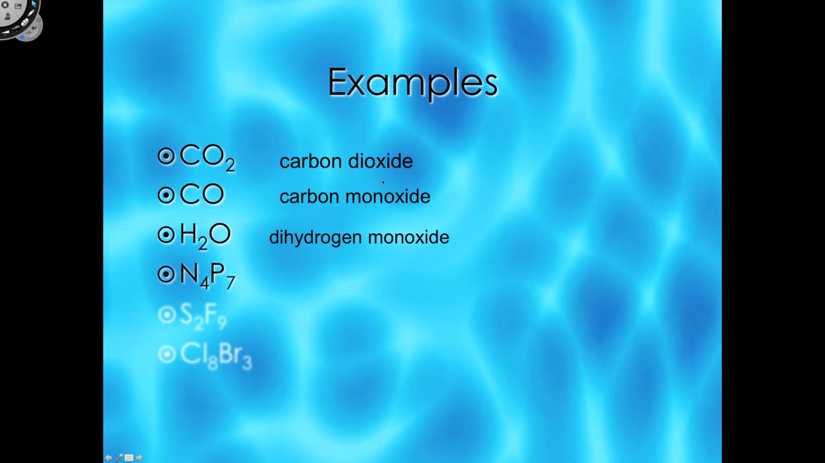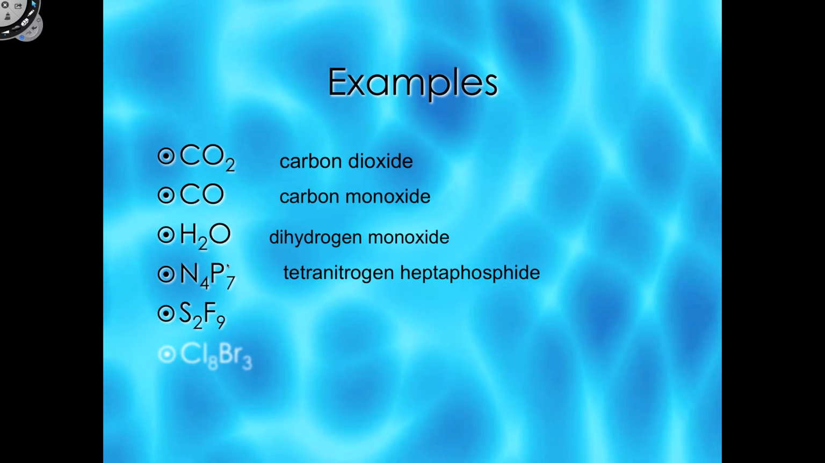N4P7, so now we have a 4 for the nitrogen, so that's tetra. We do not change the name of the first element, so tetranitrogen. And then 7, hepta, is the prefix for 7. And then phosphorus changes to phosphide, not phosphoride. Again, that's just something you have to get used to.